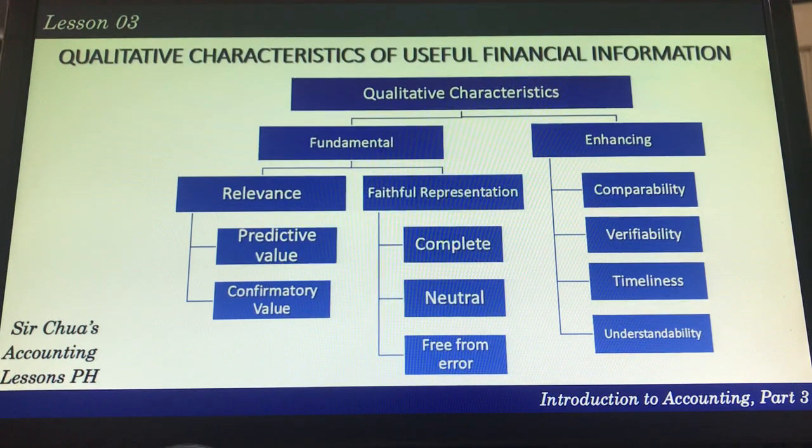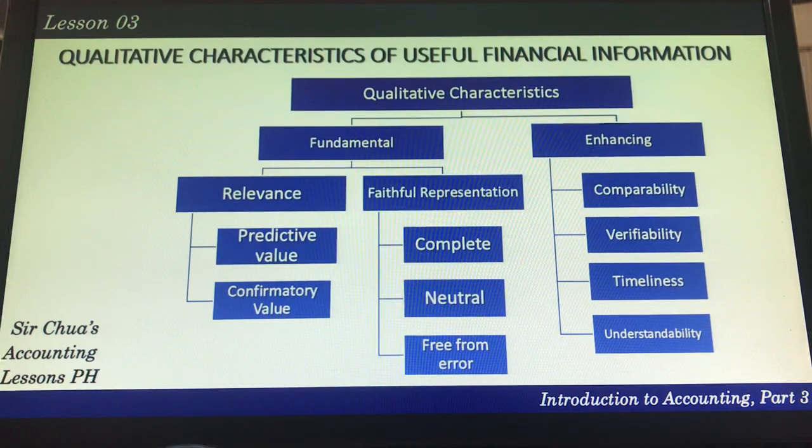Okay. Next is verifiability. Verifiability is si CPA A, ginawa yung financial reports. Kahit gawin niya ni CPA B, pareho ng kalalabasan. The financial reports are verifiable. Yun yung verifiability. Sabi natin kanina, an item is not relevant if it's not timely. If it's not timely, it's not relevant. So, syempre, we report it regularly, we report it on a timely basis. That is timeliness.